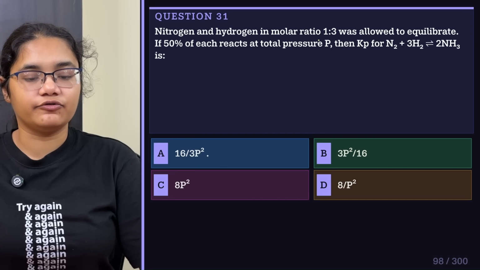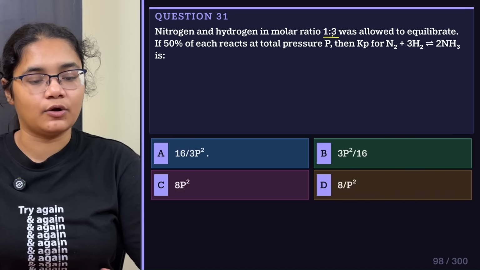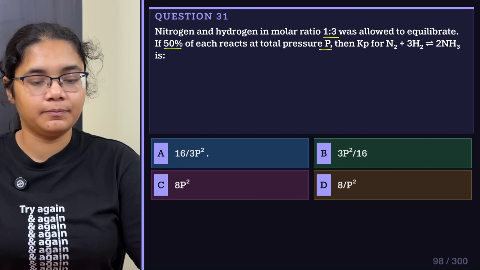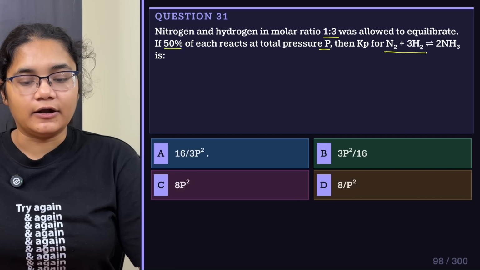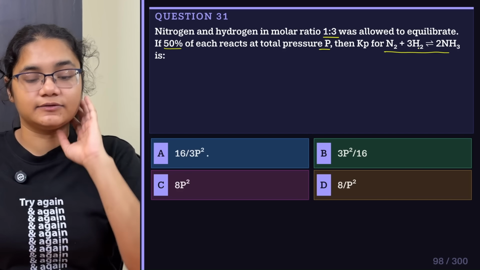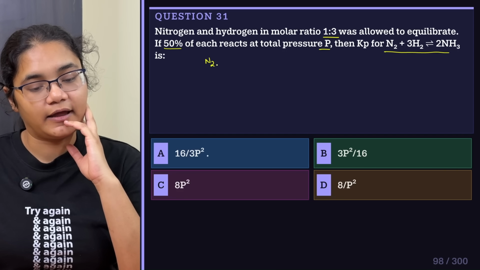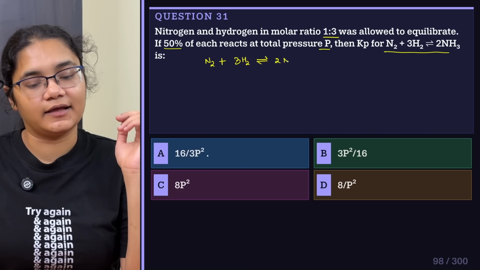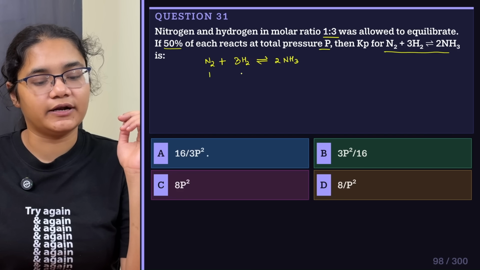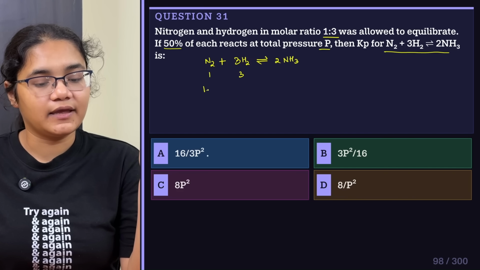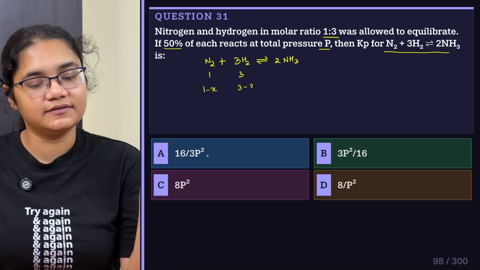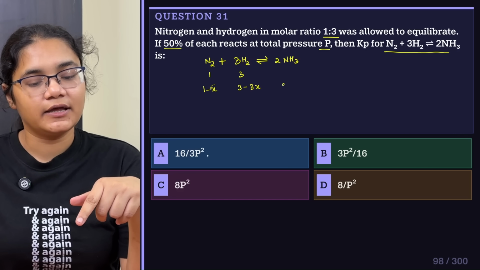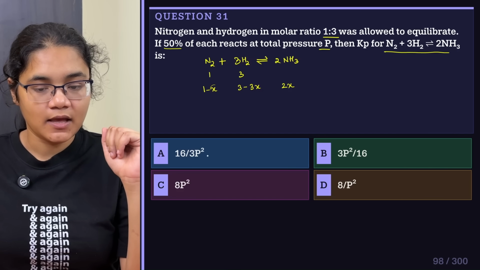Next, nitrogen and hydrogen in the molar ratio of 1:3 was allowed to equilibrate, if 50% of each of the reactants at total pressure P, then Kp for N2 plus 3H2 gives 2NH3 is. Okay, so we have this reaction, N2 plus 3H2 gives 2NH3. Now 1:3 ratio, so let this be 1, let this be 3. Now we have 1 minus x, this is 3 minus 3x, because 1 mole reacts with 3 moles, so x moles will react with 3x moles, and this one formed will be 2x.